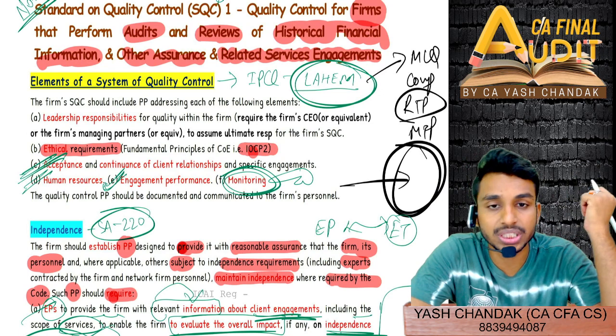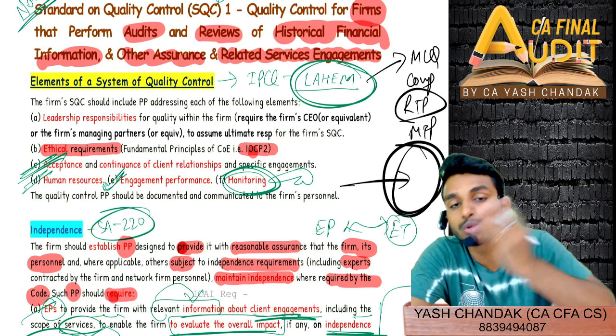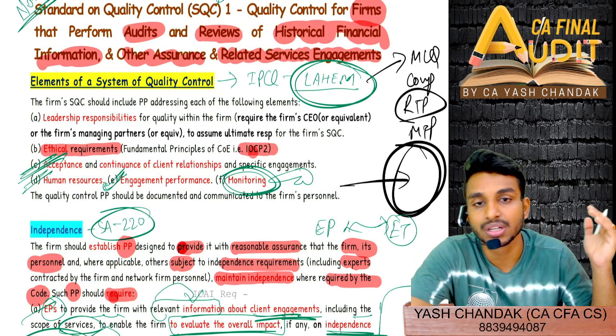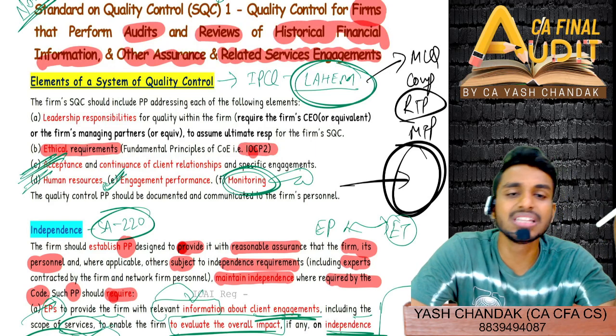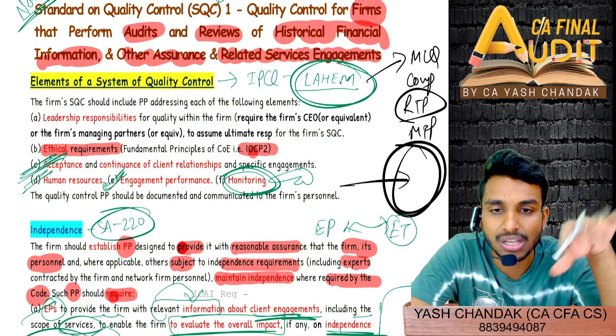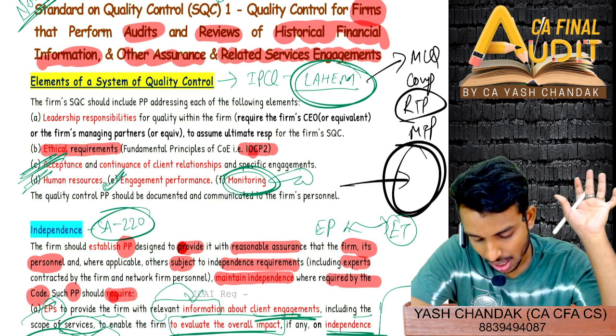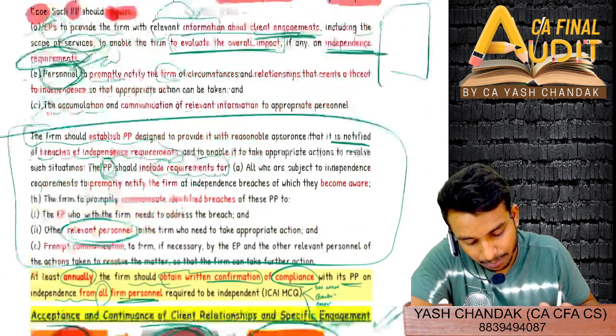Integrity, we saw a separate question. In the competency and capability, we saw 2 questions, one with respect to the firm, another with respect to the staff. And then the compliance with ethical requirements: there is nothing specified separately in the standard, just a paragraph is mentioned in the ethical requirement, but that is very basic and general, so I have not included it here. Then we also saw human resources, and now we'll be seeing engagement performance.